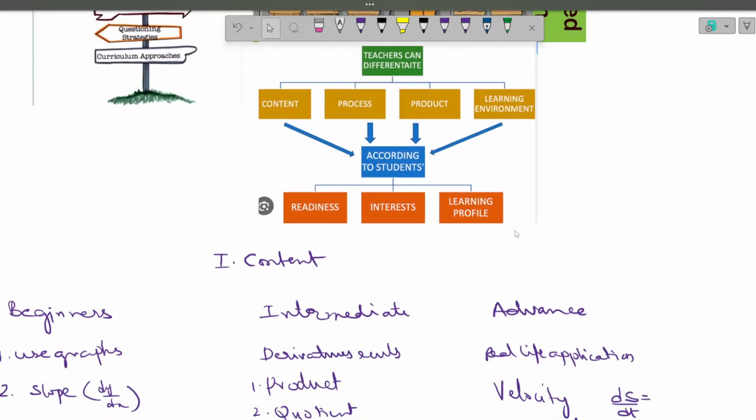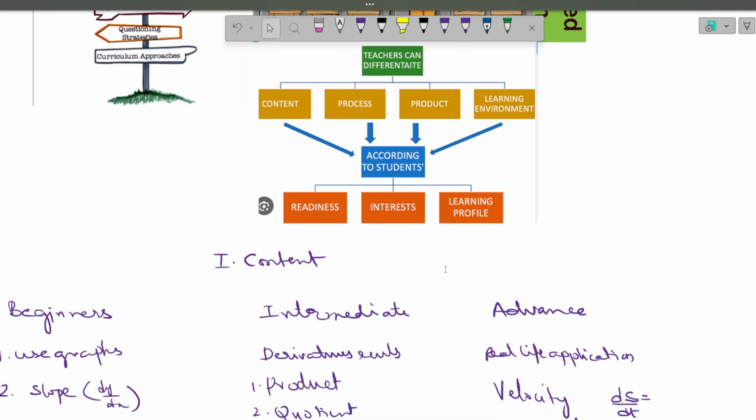Another thing is about the student: are they ready for the learning, their interest and learning profiles. Readiness means conceptual understanding. Some are good with the concepts from previous classes, they're good with algebra. Then we are going for the topic, calculus, derivatives. How can we implement differentiated instruction?